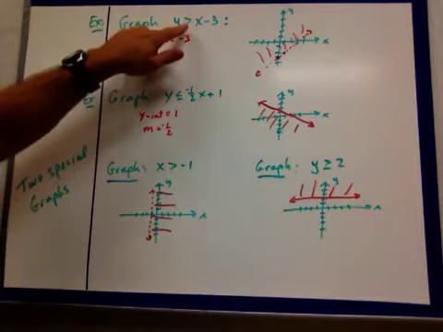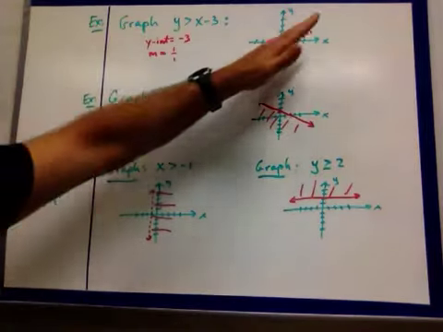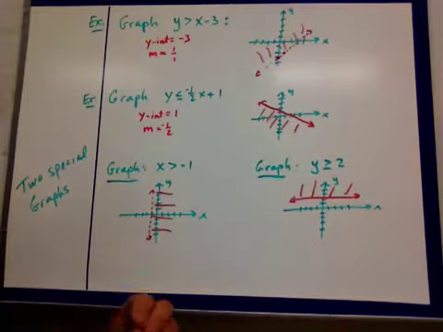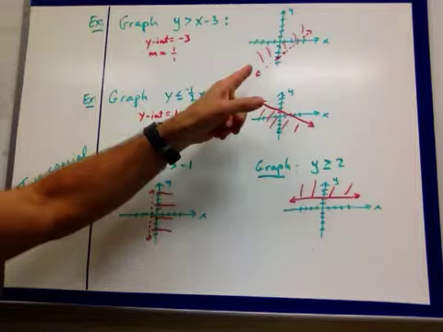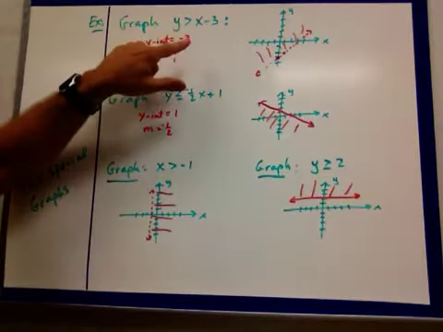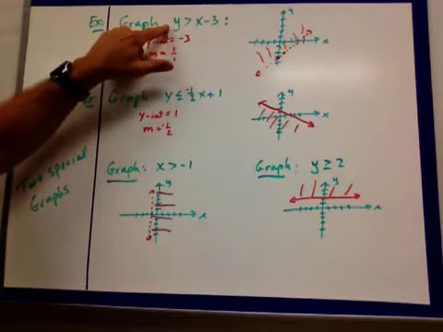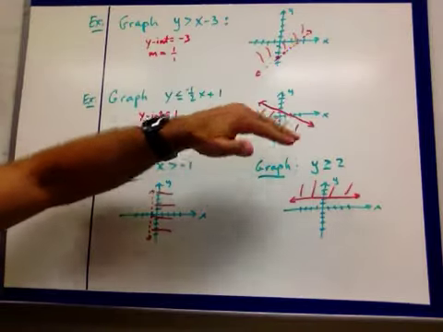Now, because my inequality does not have an equal, I dash the line. That means I can't take a solution off the line. Okay? Because if I took an ordered pair off the line, they would be equal. Okay? Y wouldn't be bigger. So that's why we dash it. It means you can't take a point off it.